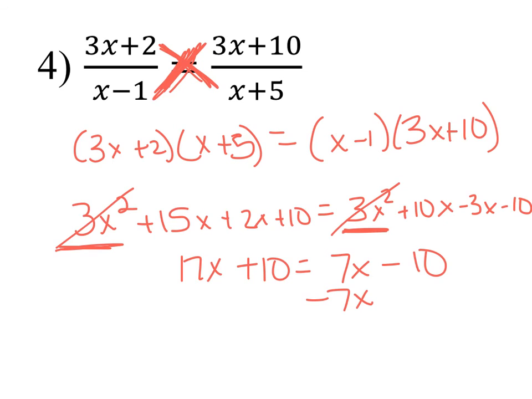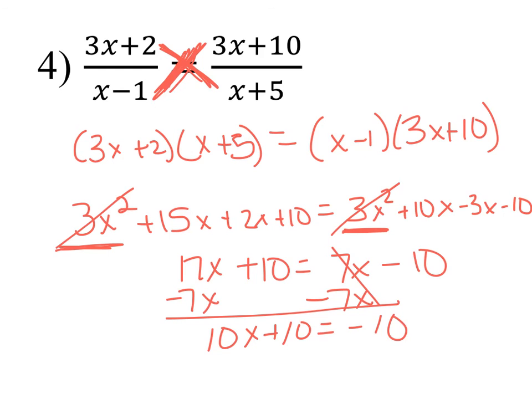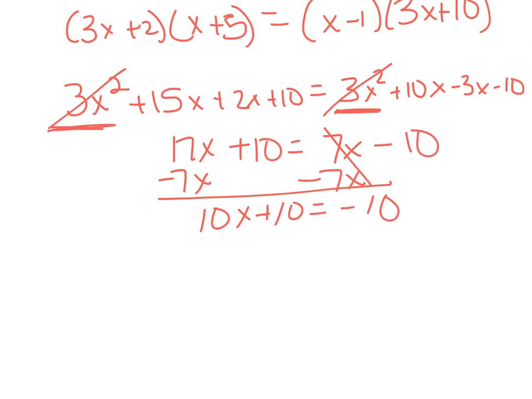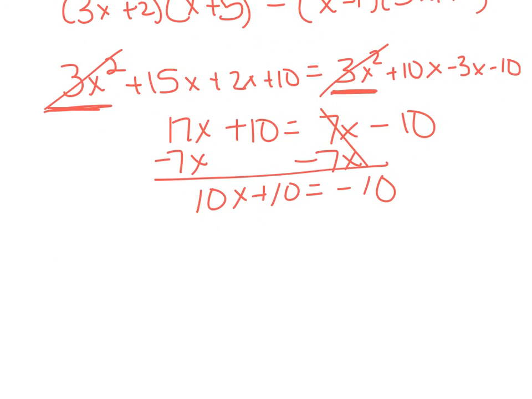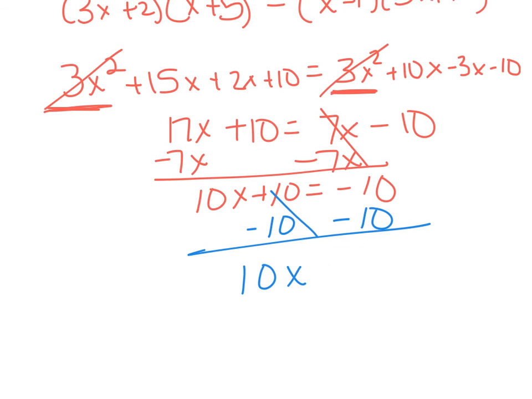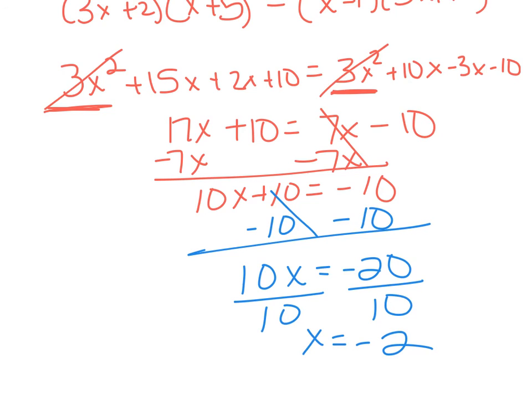So I do this first, and I get 10x plus 10 equals negative 10. Solving this, I'm using a different color. Subtract 10 here, and I get 10x equals negative 20. Divide by 10, and x is negative 2.